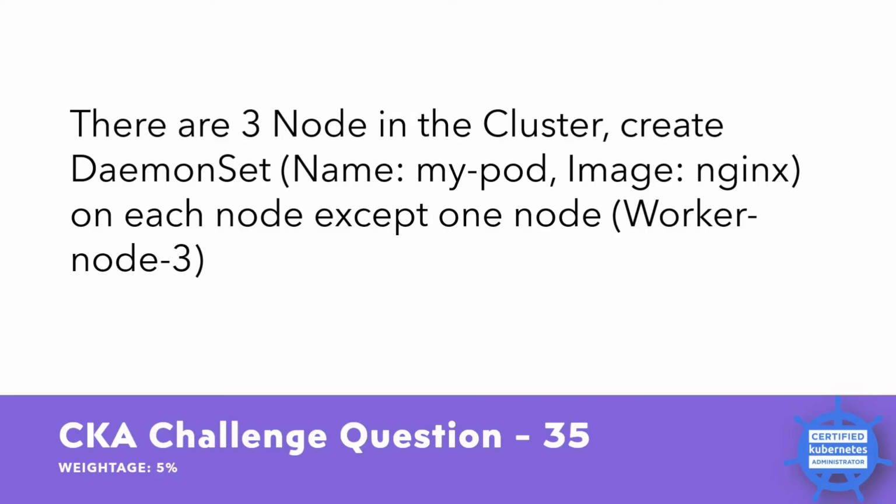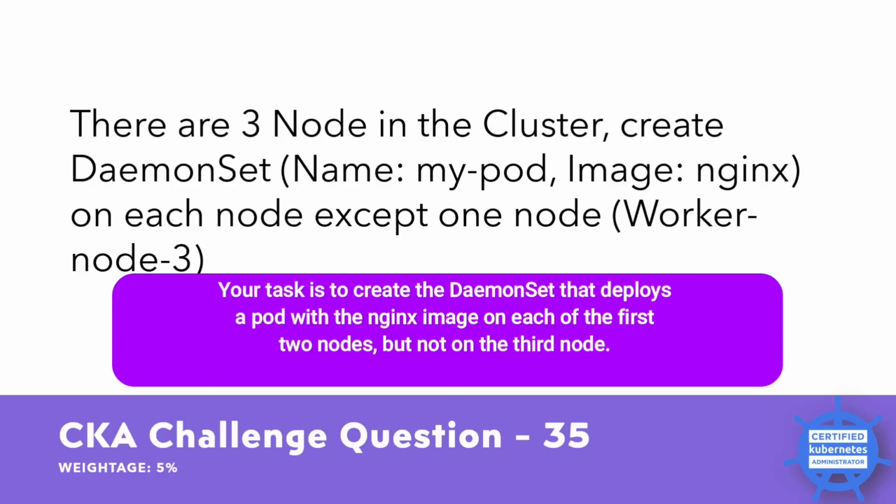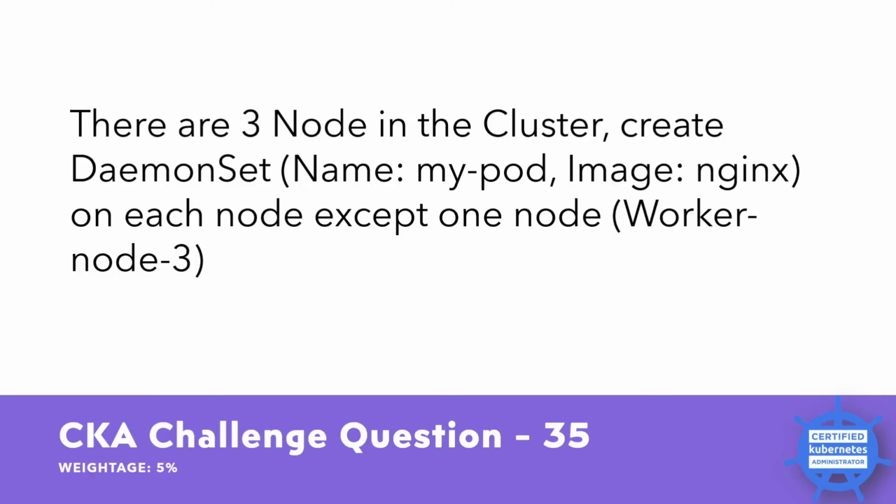The cluster in this question consists of 3 worker nodes: 1, 2 and 3 respectively. Your task is to create the daemon set that deploys a pod with an nginx image on each of the first 2 nodes but not on the third node. This means that 2 replicas of the pod will be created, one on each of the first 2 nodes, and no replica will be created on the third node.